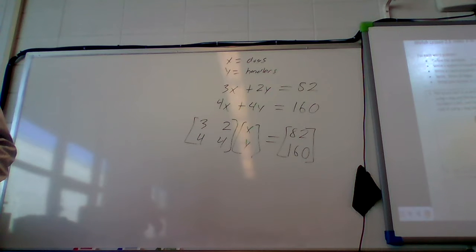So go to your calculator, plug it in, second matrix. So I just want A. Say 2 by 2. So we got 3, 2, 4, and 4. Second matrix B, 2 by 1. And we got 82 and 160. Second quick. So again, inverse of A, matrix A inverse times the matrix B.